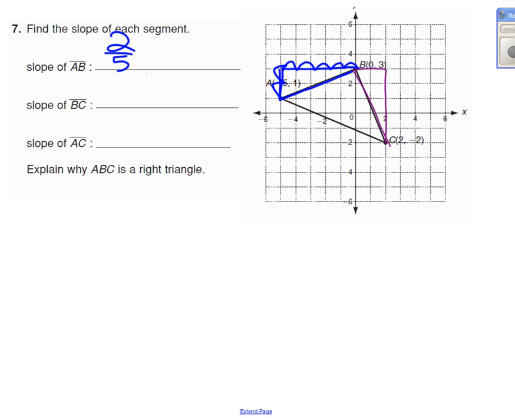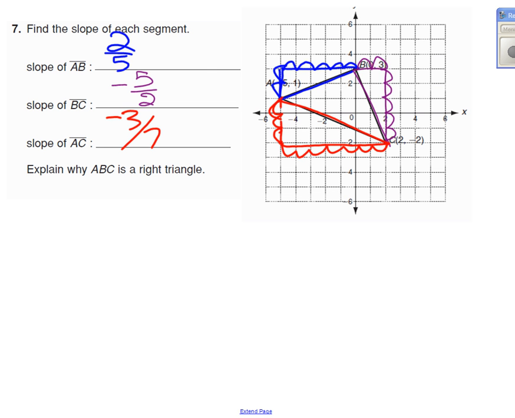All right, BC. This goes up 1, 2, 3, 4, 5 over 1, 2. So we have 5 over 2. But since it's going downhill, it's negative. All right, and AC. Goes up 3. 1, 2, 3. And then it goes over 1, 2, 3, 4, 5, 6, 7. Very good. 3 over 7. Positive or negative? Negative, because it's running downhill.